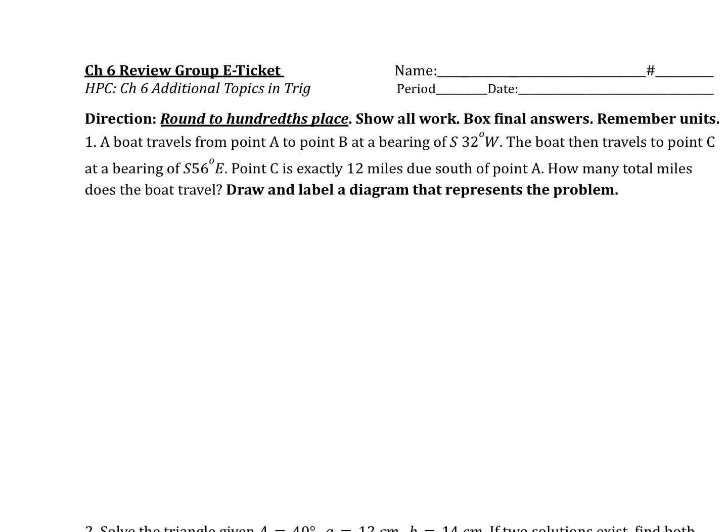Here's number 1 on the review. A boat travels from point A to point B at a bearing of south 32 degrees west. The boat then travels to point C at a bearing of south 56 degrees east. Point C is exactly 12 miles due south of point A. How many total miles does the boat travel?